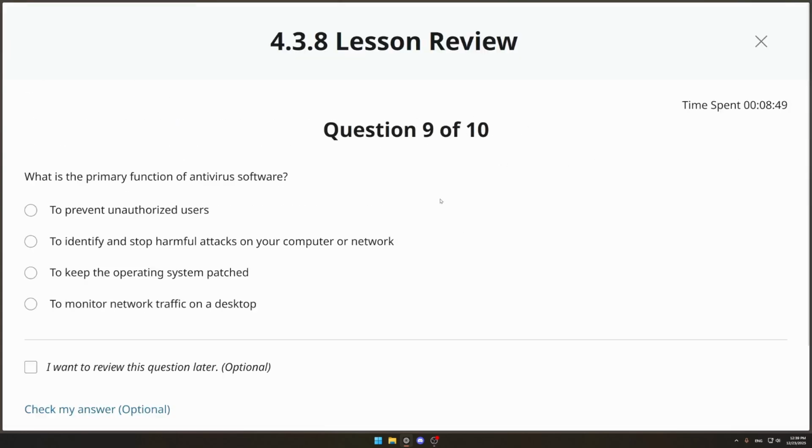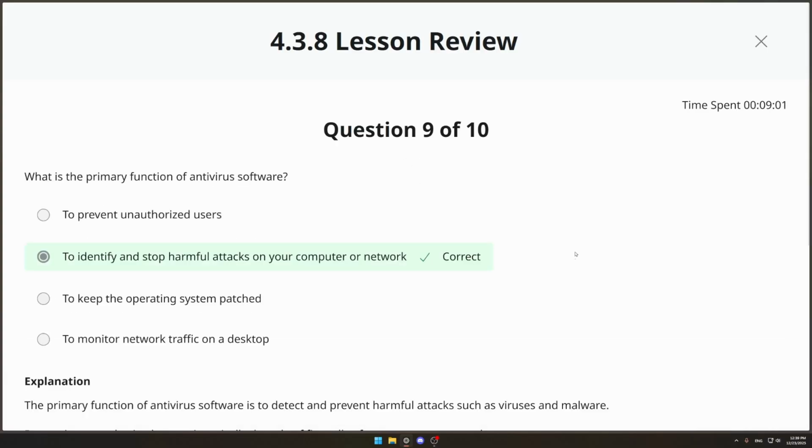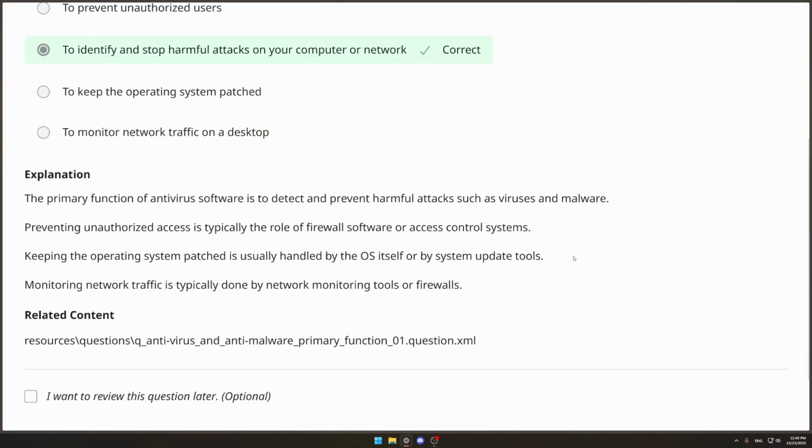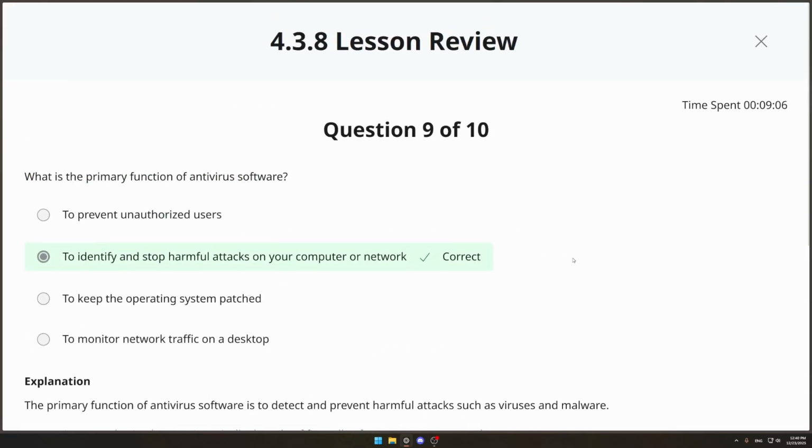What is the primary function of antivirus software? It is to identify and stop harmful attacks on your computer or network. And it doesn't just scan for viruses like Windows Defender. Whenever I talk positively about antivirus, I'm probably talking about Windows Defender because McAfee is not going to be able to scan your system as well as your own system.